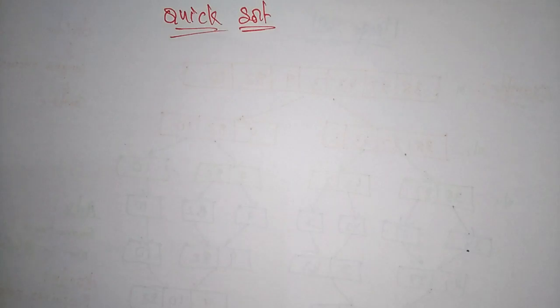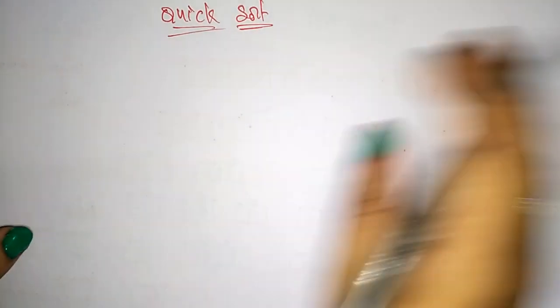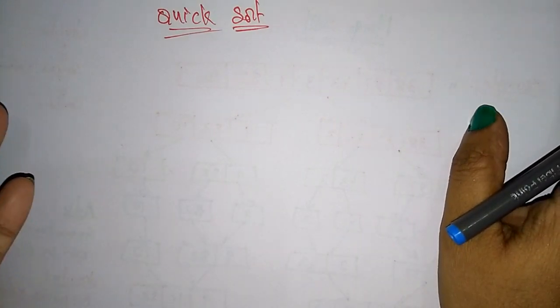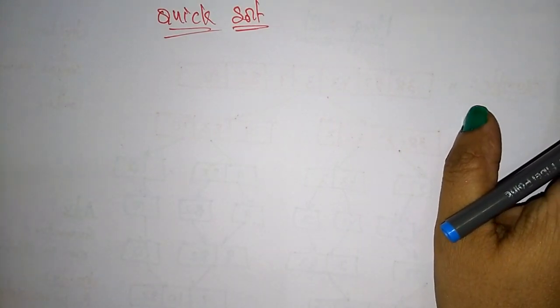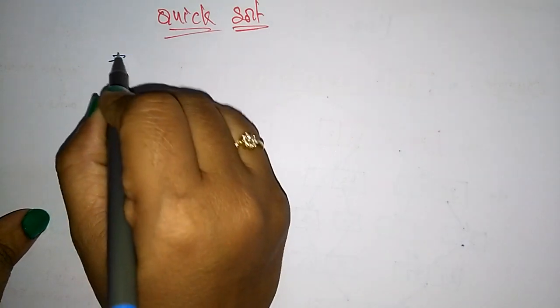Hi students, now coming to the next topic, that is quick sort. This is one of the examples of divide and conquer. In the previous video I explained about merge sort. Now let us see what this quick sort is. Actually, quick sort is an efficient algorithm. When compared to the rest of the algorithms like merge sort and binary search, quick sort is an efficient algorithm.